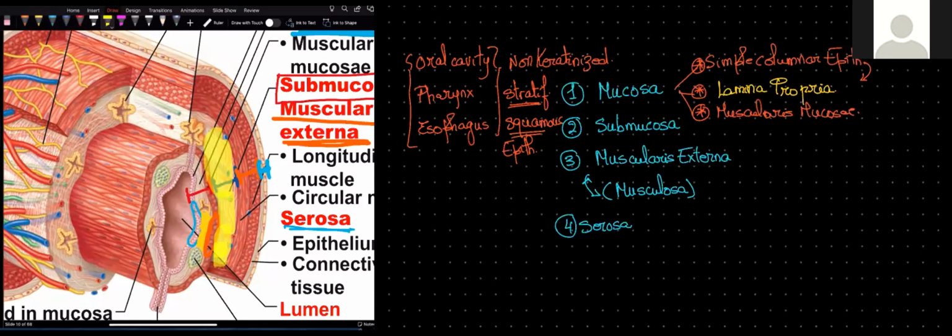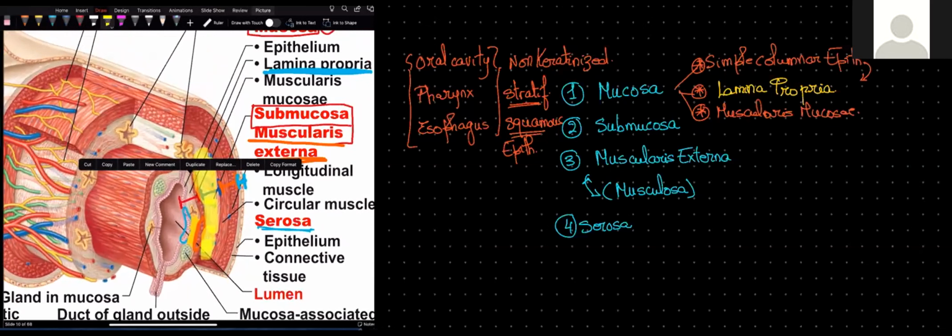To the outside of the submucosa, we've got the muscularis externa. And if you see on here, the muscle layers are going to be arranged into two layers. This is the general rule in the gastrointestinal tract. General rule of the arrangement of the muscularis externa, or the musculosa, is that you do have two muscle layers. We've got exceptions for this general rule.